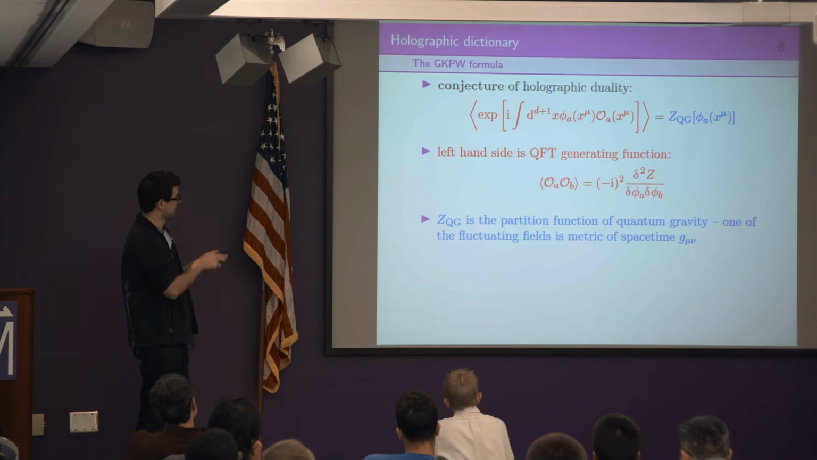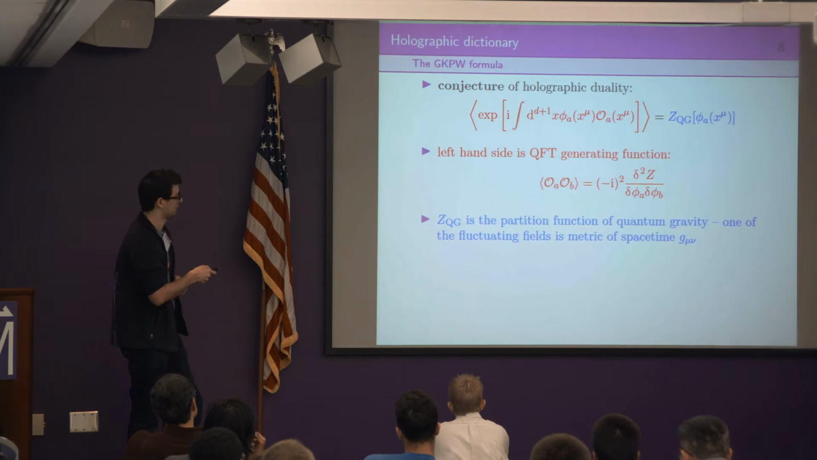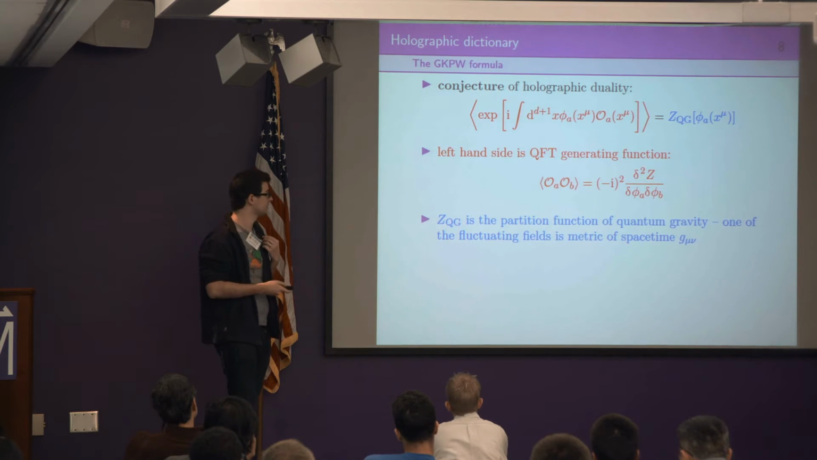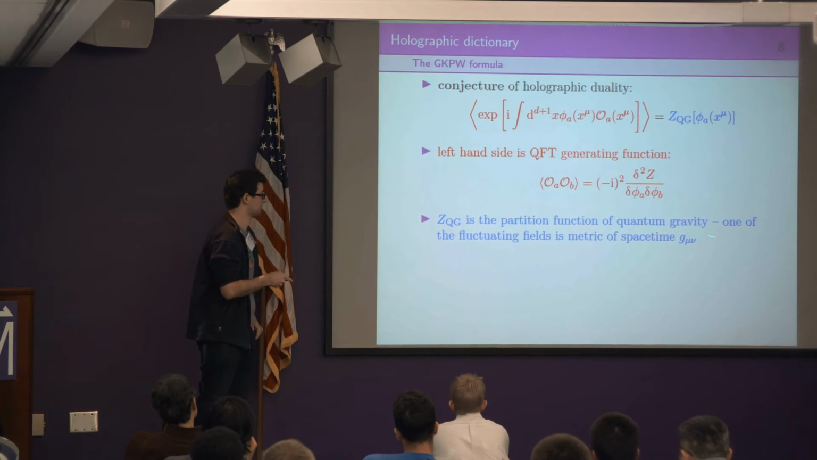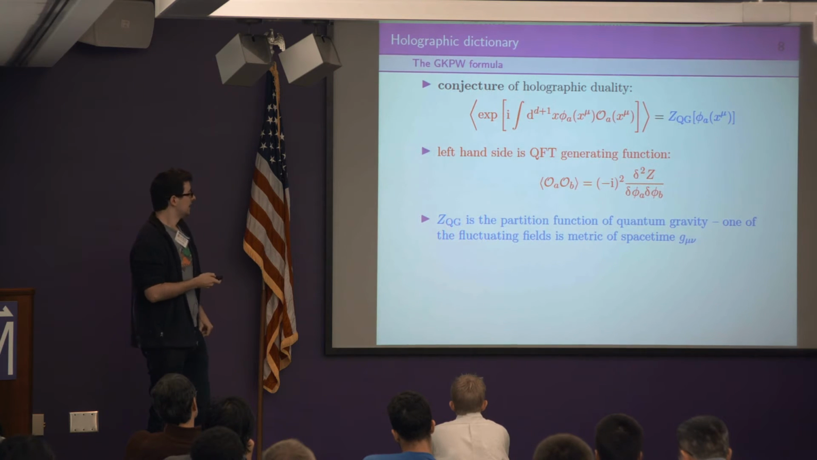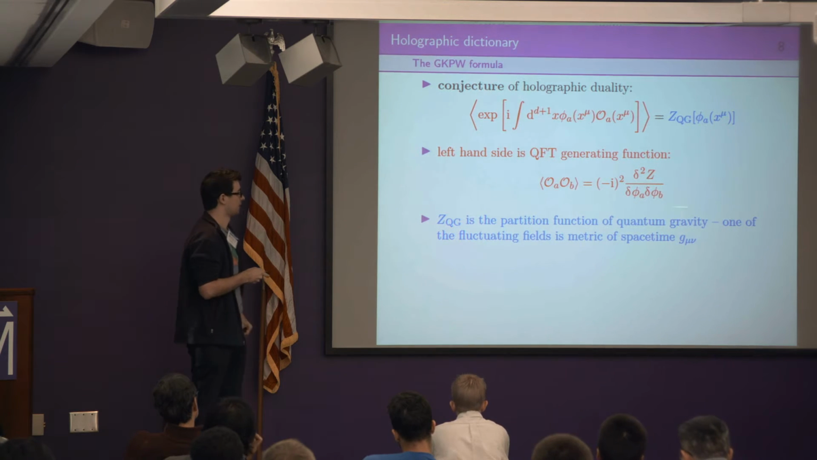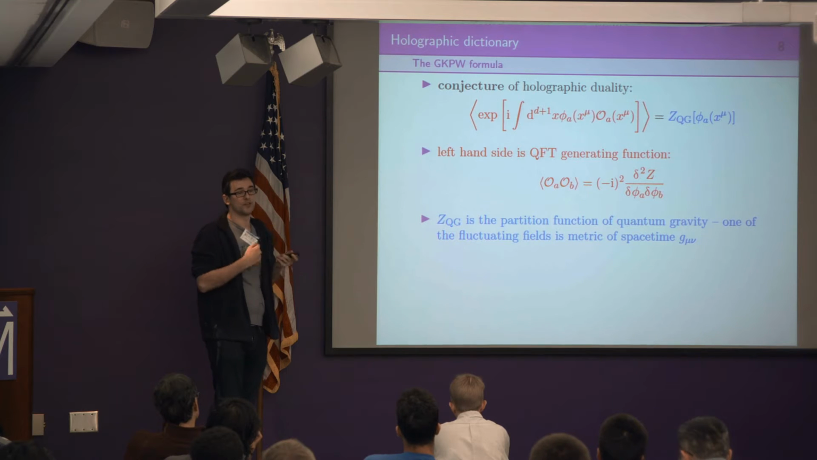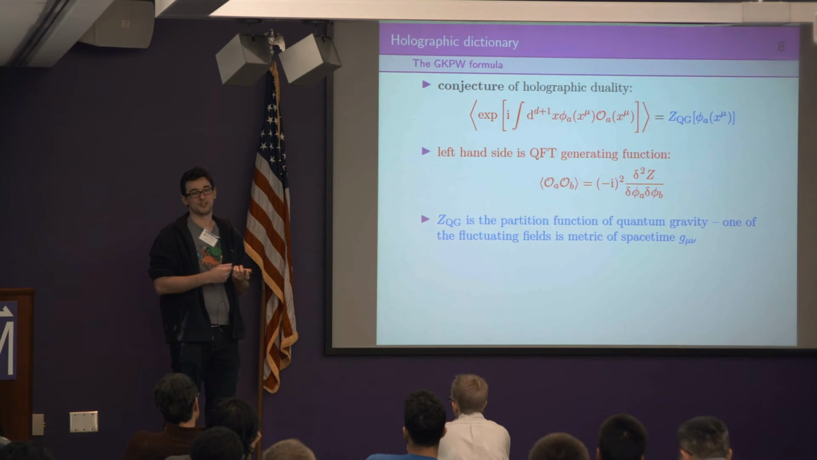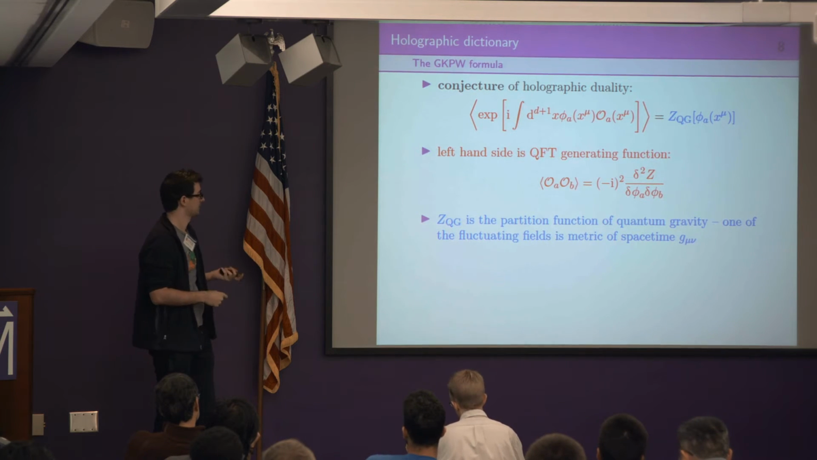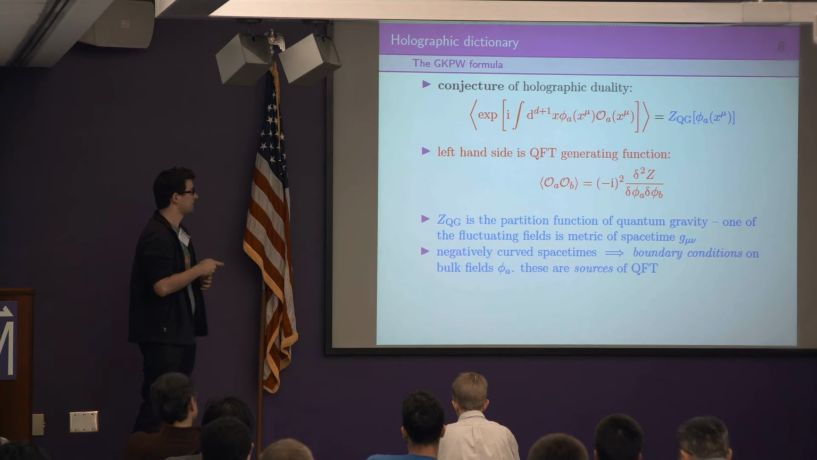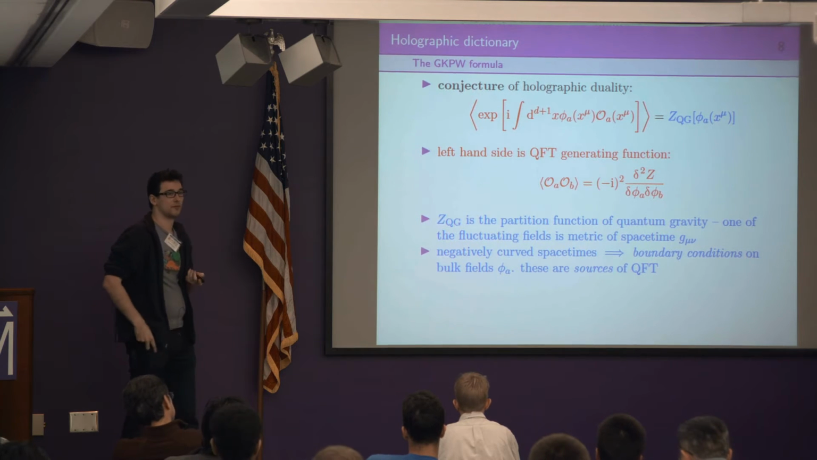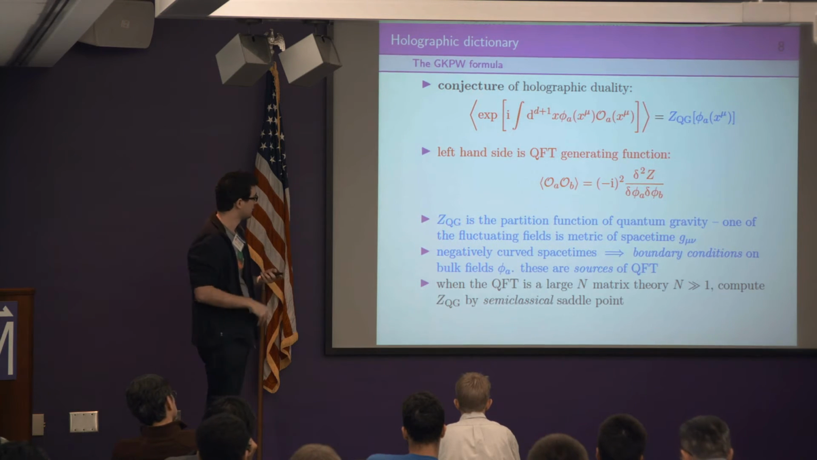All right. So I've already said the left-hand side is the generator for correlators in the field theory. The right-hand side is this mysterious object, the partition function of quantum gravity. Really, the only thing that I want you to take away from quantum gravity is that one of these fluctuating fields will be the metric. That's what it means to be a theory of quantum gravity. Okay. We'll explain why shortly. I already mentioned the boundary conditions coming from negative curvature. We'll mention more in a moment.